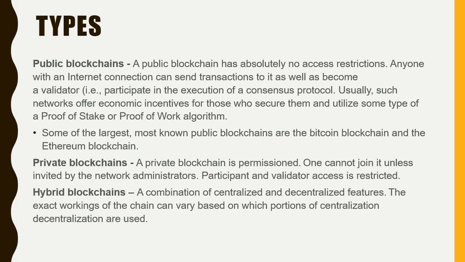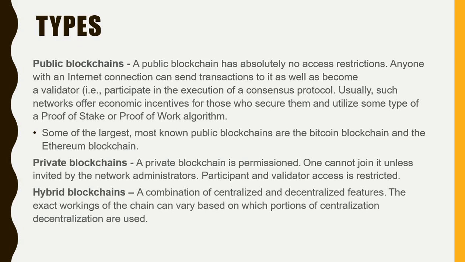Now let's study the types of blockchain. First, the public blockchain. A public blockchain is usually a blockchain that has absolutely no access restriction. Anyone with an internet connection can send transactions to it as well as become a validator, that is, participate in the execution of the consensus protocol. Usually such networks offer economic incentives for those who secure them and utilize some type of proof of stake or proof of work algorithm. Some of the largest, most well-known public blockchains are the Bitcoin blockchain and the Ethereum blockchain.